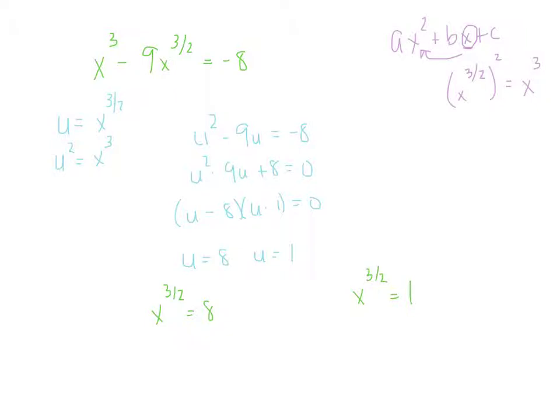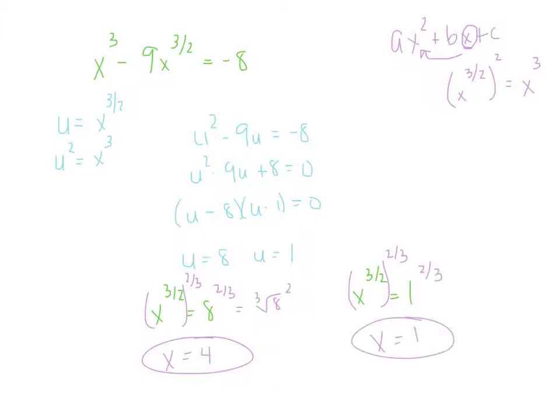And so how do I get rid of the 3 halves? The best way is to take it to the 2/3 power. Because again, with an exponent to an exponent, you're going to be multiplying, and that's going to give you just x to the 1st power. We do it to both sides. This is the cube root of 8 squared, which is going to be 2 squared, which is 4. So we get 4 for one answer. And you do the same thing here, 2/3, 2/3, and 1 to any power is just 1. And so there's your answers.